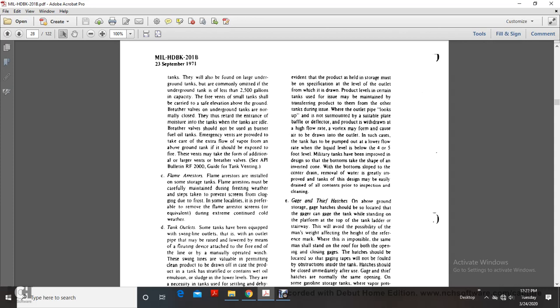The military tanks have improved the design of the bottom of the tank of the shape of the inverted cone. The bottom slope to the center drain with the removal of the water greatly improved the tank with the design made easily to drain all the contents prior to the inspection cleaning.